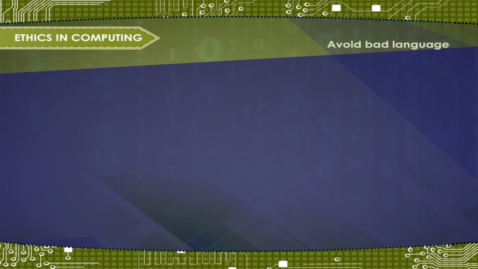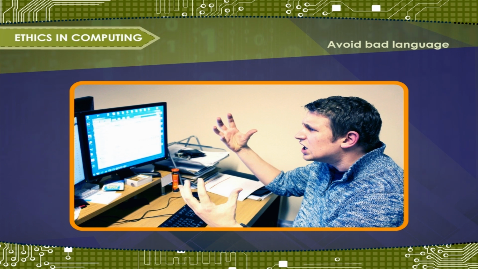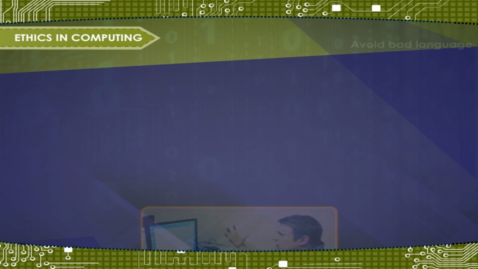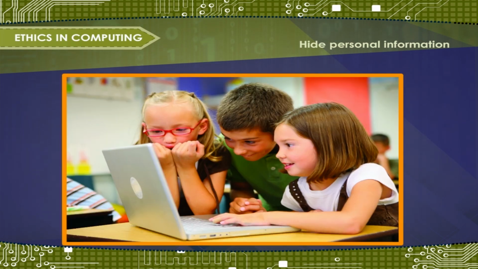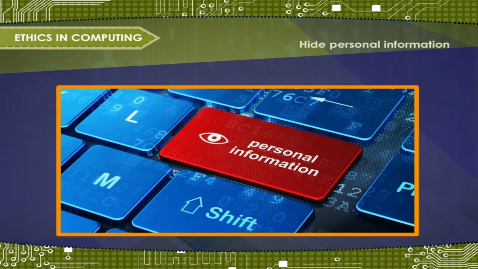Avoid bad language. We must not use rude or bad language while using email, chatting, blogging, and social networking. We need to respect others. Hide personal information. We should teach children not to give personal details like home address, phone numbers, interests, passwords to anyone. No photographs should be sent to strangers.